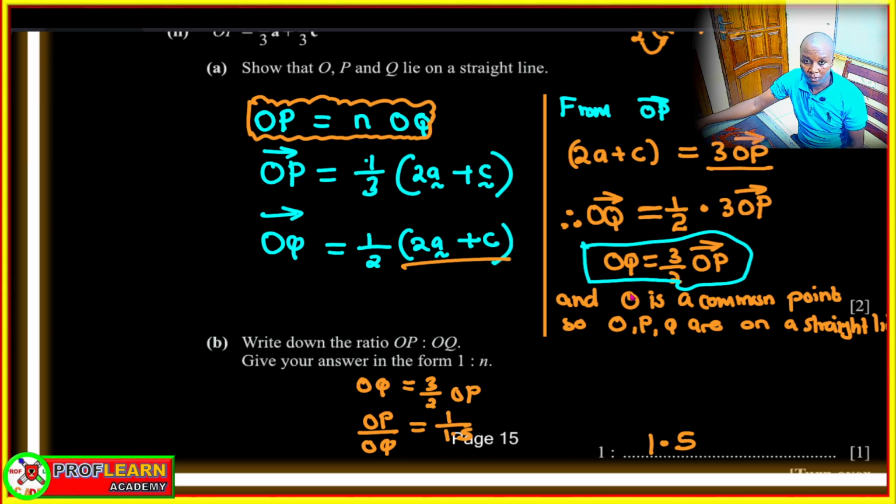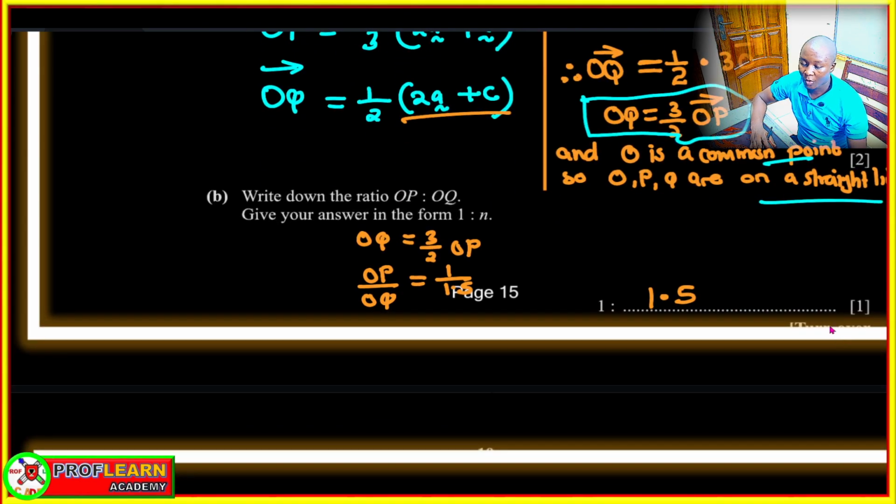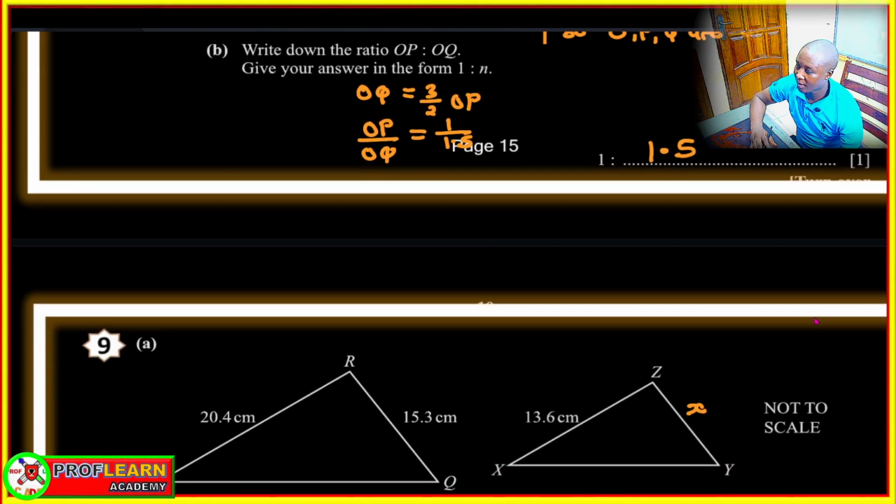So they are collinear because O is a common point and OP and OQ are multiples of each other, then O, P, Q are in a straight line. They are collinear.